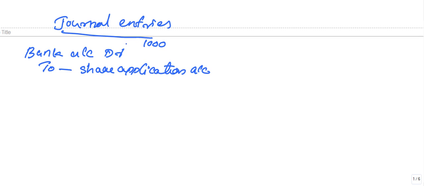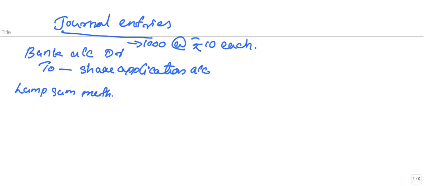So our company is issuing 100,000 shares at the rate of rupees 10 each. One share value is 10. As we discussed yesterday, we can collect in two ways. The first one is the lump sum method, and another one is the installment method.